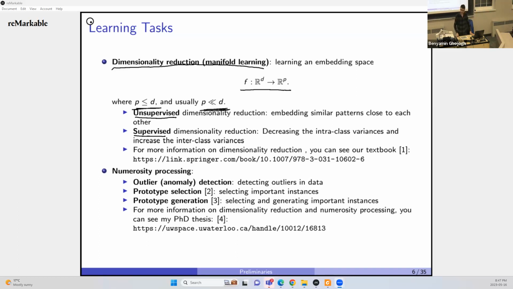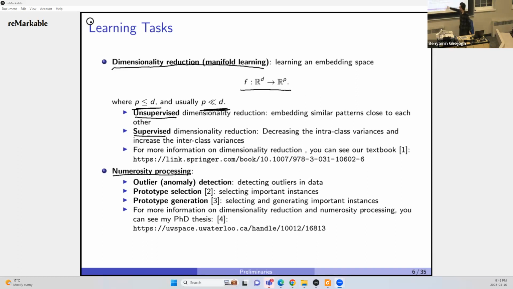Supervised dimensionality reduction, however, says that now I have class labels. I want to decrease the intra-class variances, collapse each class to 1 point almost, and increase the inter-class variances. So I want to separate the classes better. So I increase the distances between classes. Also within every class, I decrease the distances. So this is the idea of Fisher. Fisher was the first person who proposed the idea. Okay. For more information, you can see the text.